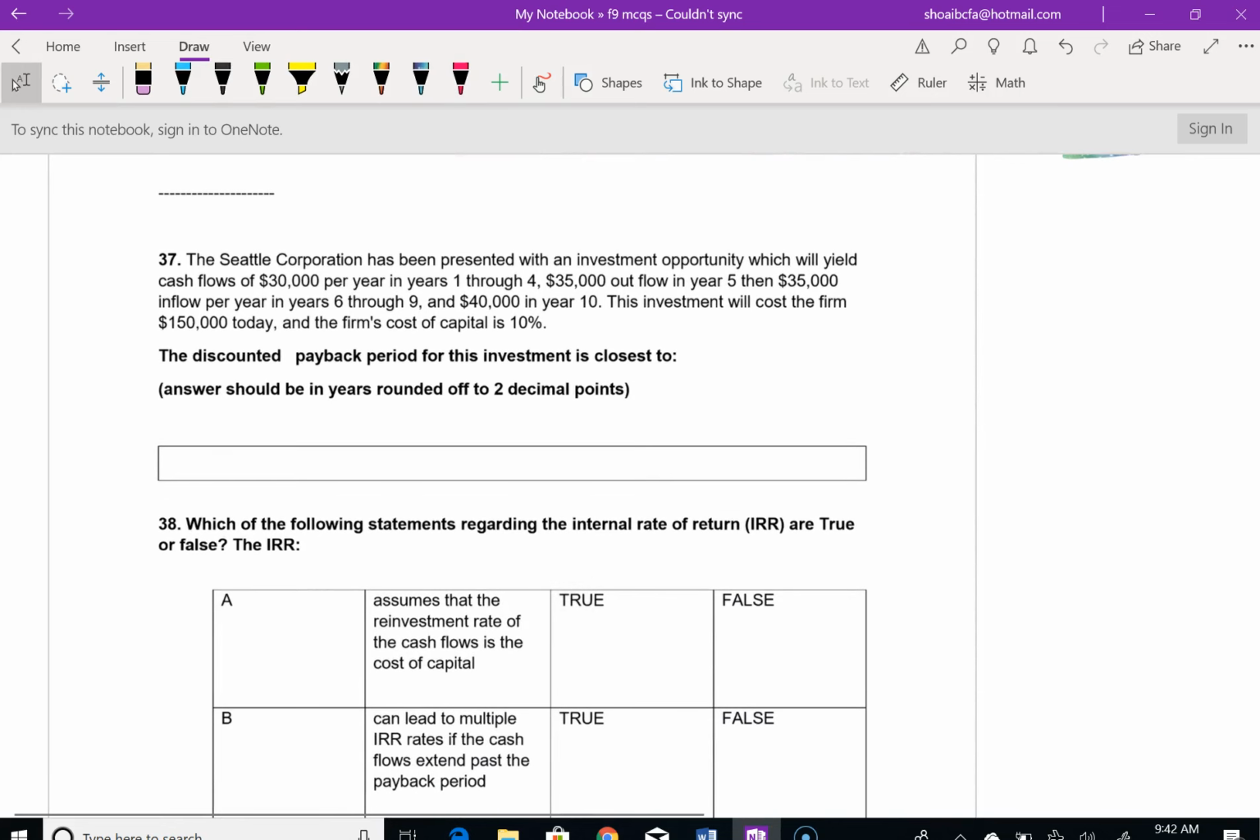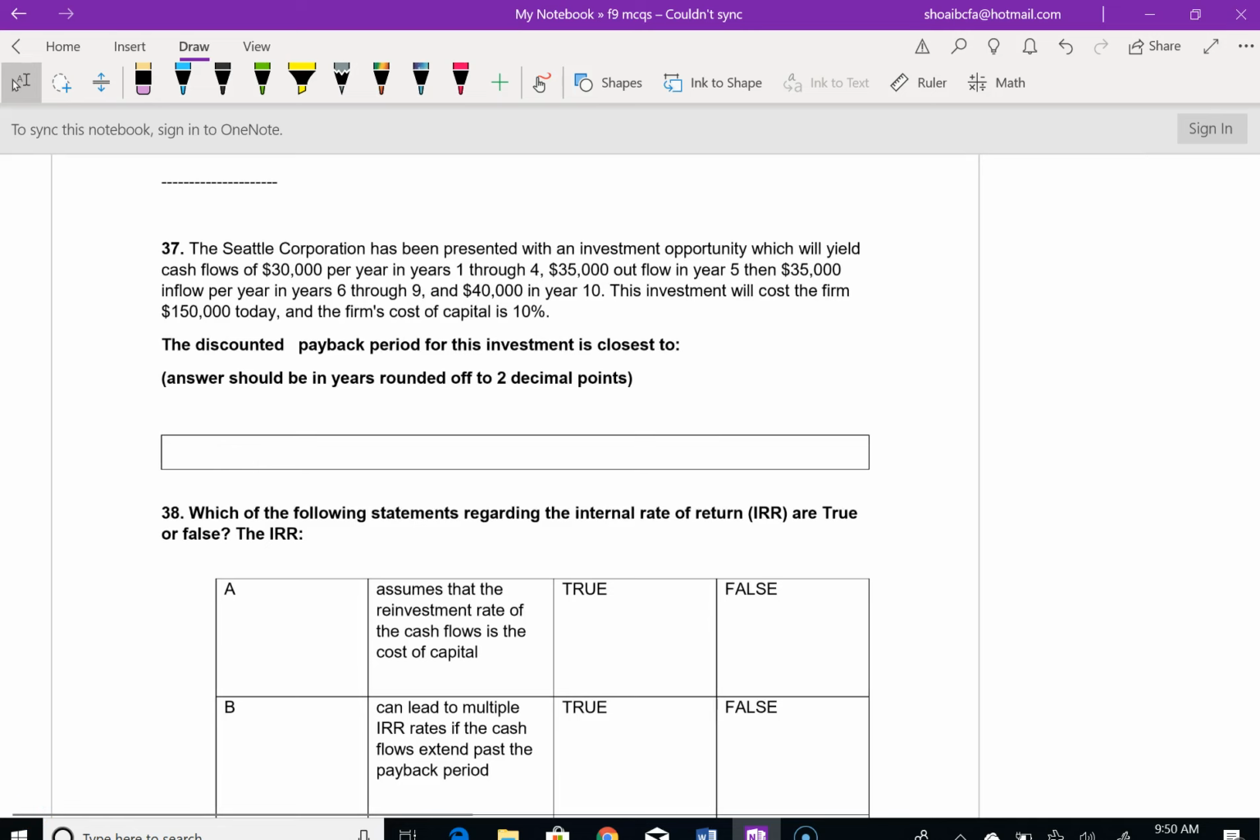Okay, the next is question number 37. The Seattle Corporation has been presented with an investment opportunity which will yield cash flows of 30,000 per year in year 1 through year 4, 35,000 outflow in year 5, then 35,000 inflow per year in years 6 through 9, and 40,000 in year 10. This investment will cost the firm 150,000 today, and the firm's cost of capital is 10%. So let's calculate the discounted payback period of this question. Okay, in question number 37, we have to solve this with the help of a detailed calculation.